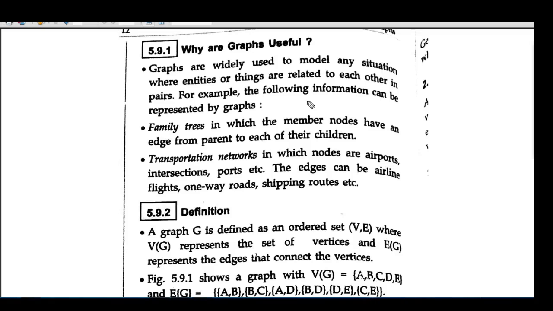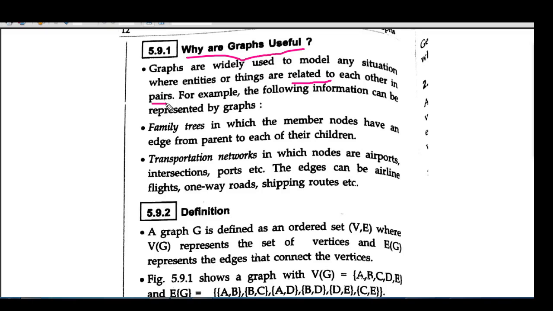We have completed the tree part. Now we will see the graph. First of all, the very first question that comes to our mind is why graphs are useful. Graphs are widely used to model any situation where entities or things are related to each other in pairs, right? Wherever there are things which are related in pairs, there will be the concept of a graph.